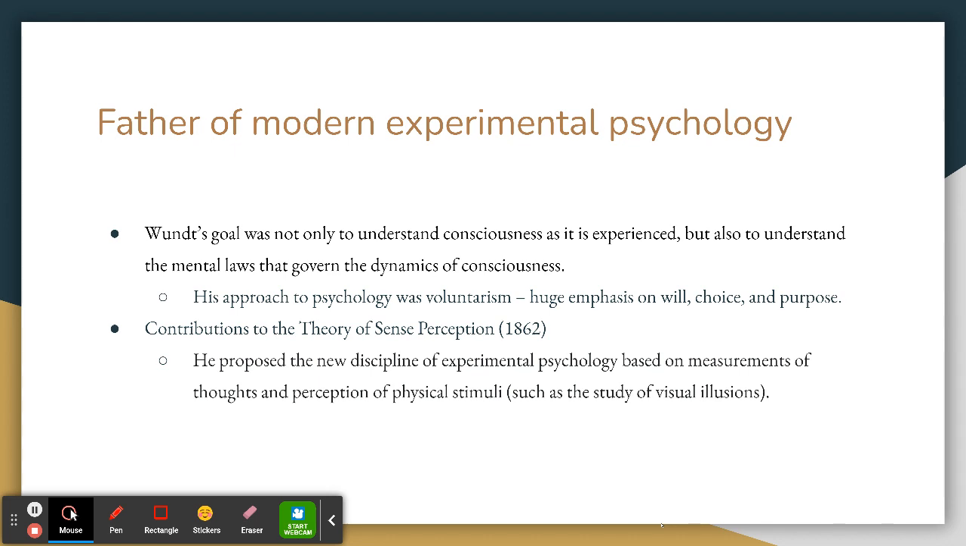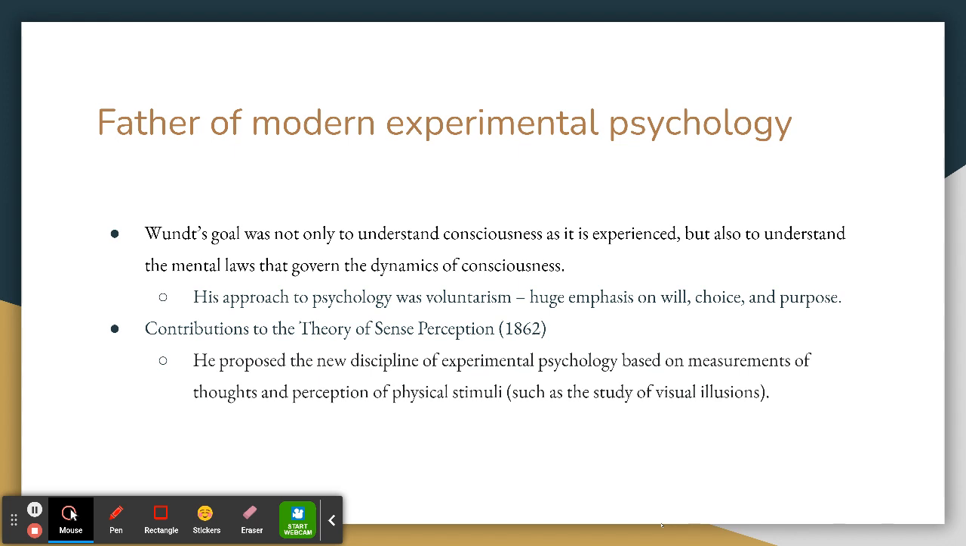Wundt believed that humans can decide what is attended to and thus what is perceived. Furthermore, he believed that much behavior and selective attention are undertaken for a purpose. That is, such activities are motivated.